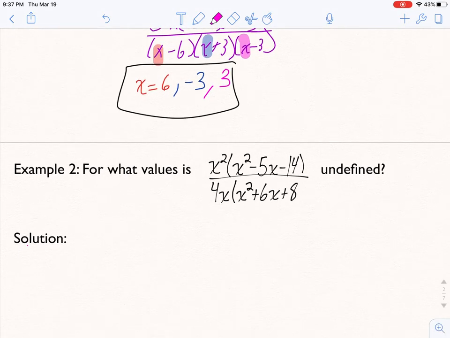For what values is x squared minus 5x minus 14 over 4x, x squared plus 6x plus 8 undefined? So go ahead and pause the video for me.